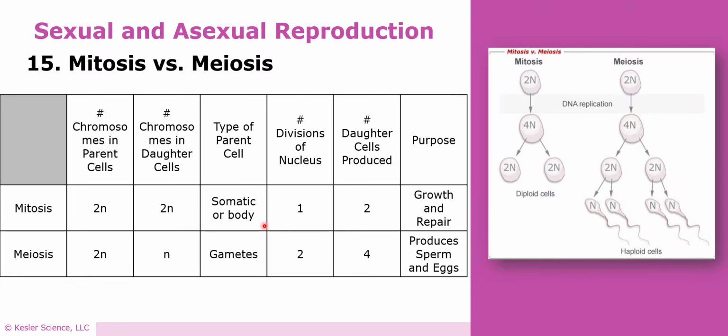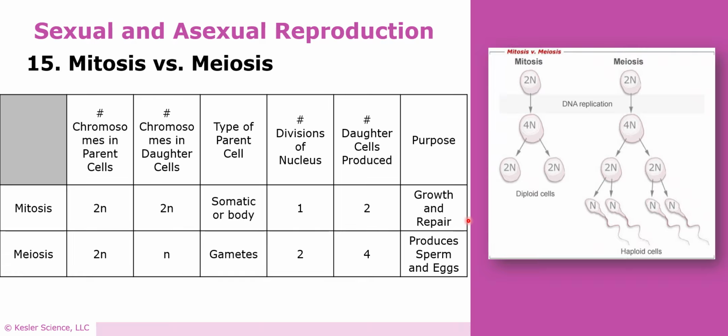Those are somatic cells. And in meiosis, the parent cell is a gamete. There's only one division in mitosis, but there are two divisions in meiosis. And remember, part of that division does include this thing called crossing over, where the chromosomes actually exchange information with each other to create more diversity. In mitosis, you just get two diploid daughter cells. In meiosis, you get 4 haploid daughter cells.